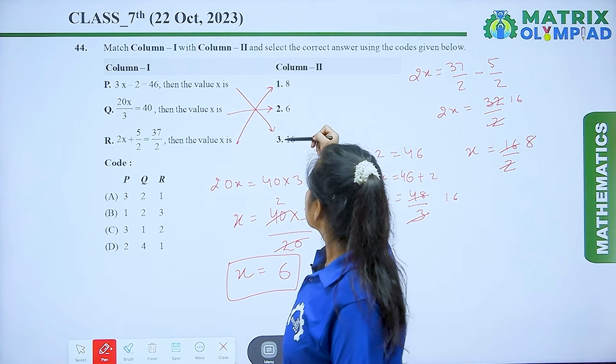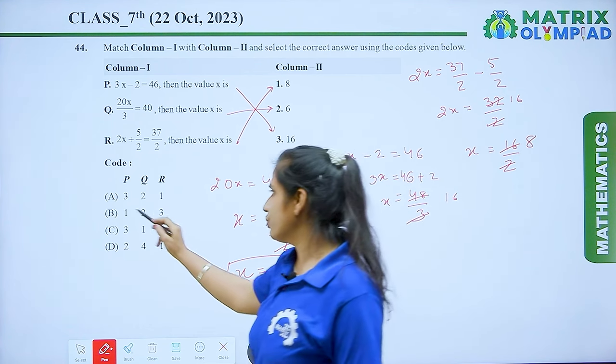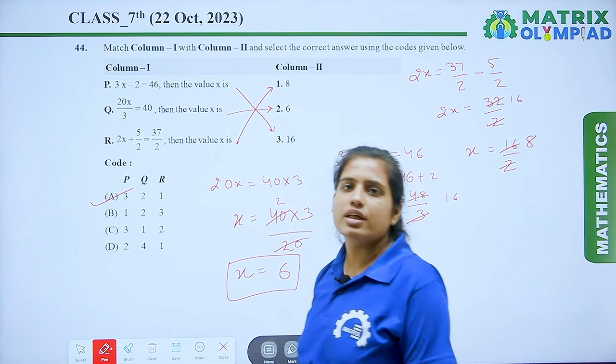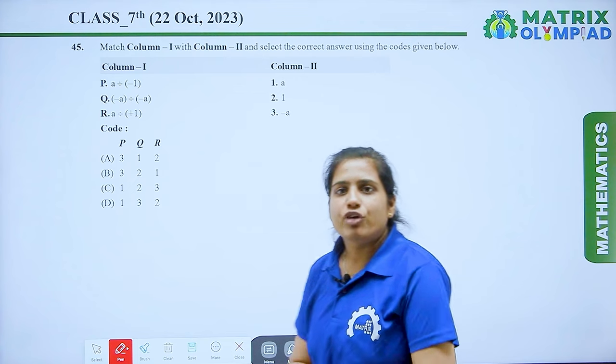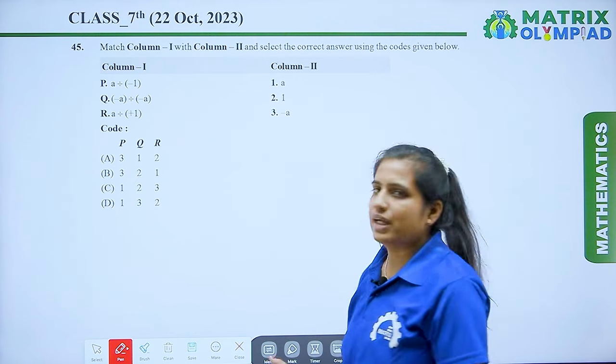Now the sequence is 3, 2, 1. So here, 3, 2, 1 is option A. Here, option A is the correct answer. Now the next question is question number 45. In this question, we have to match the column.